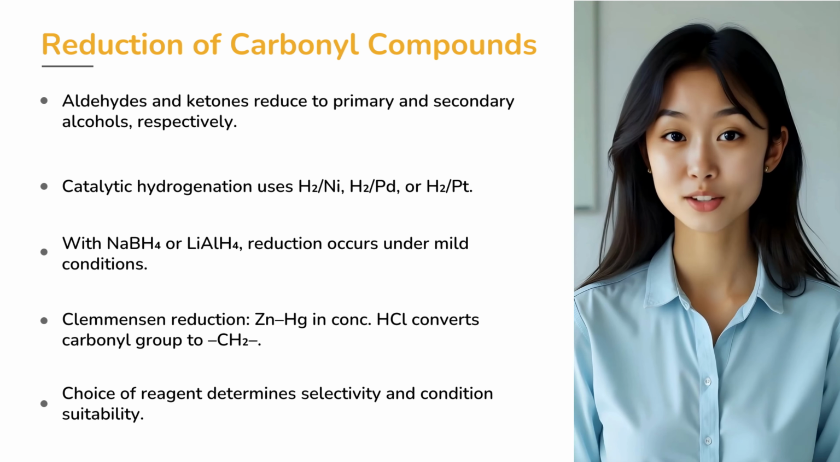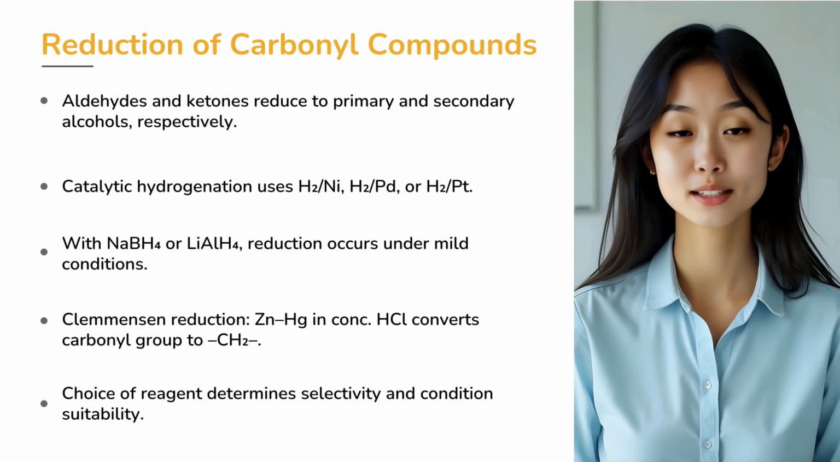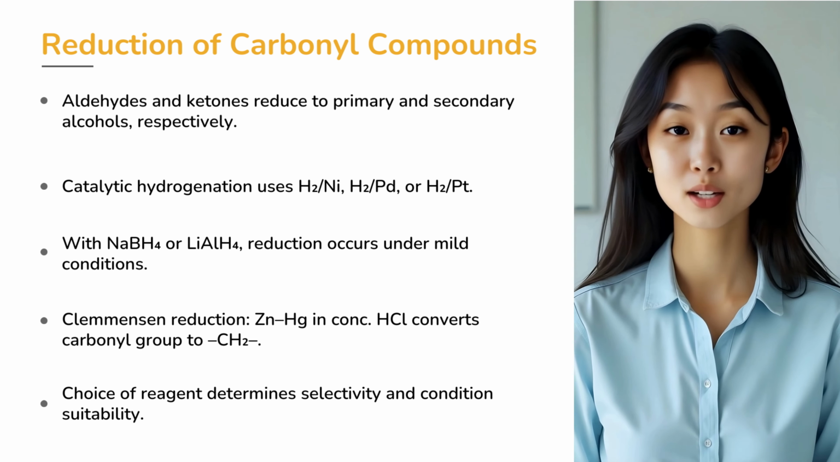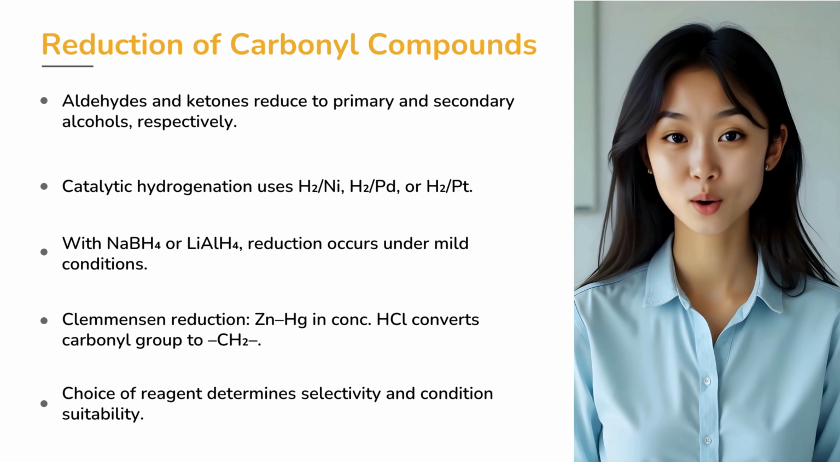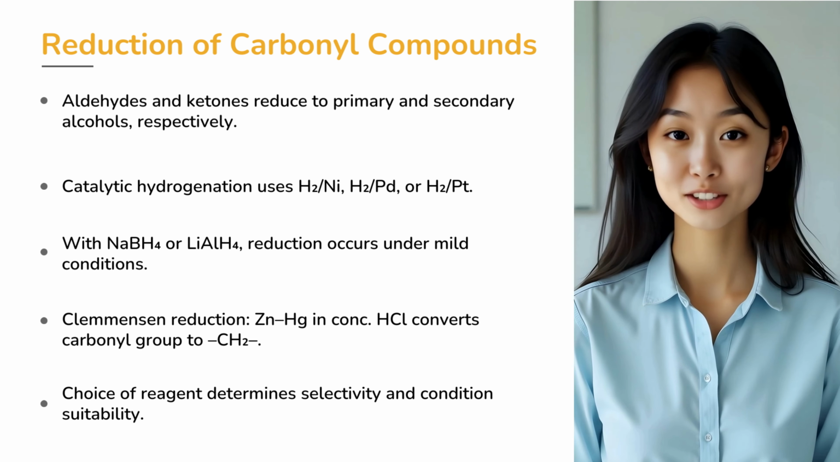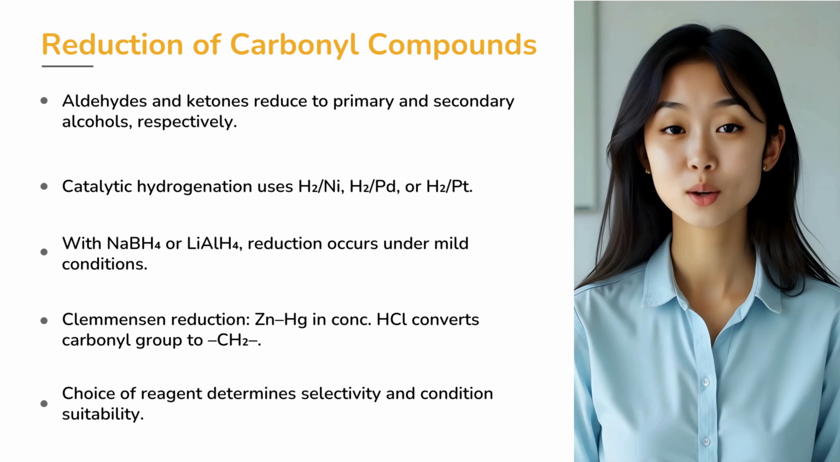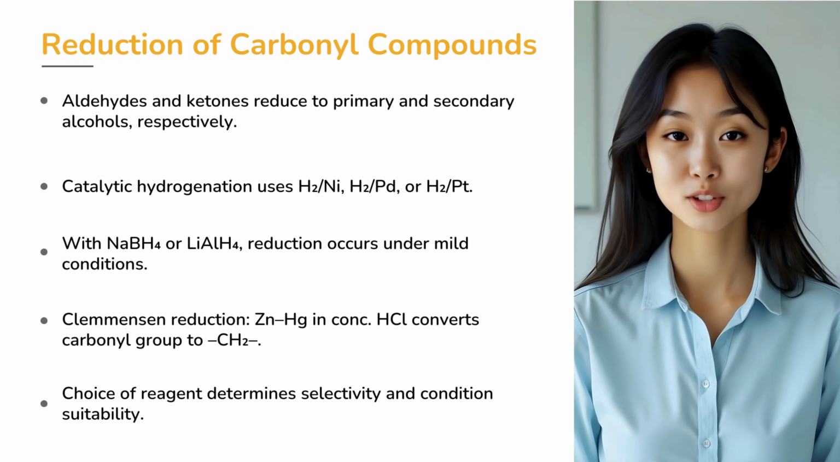Now imagine transforming that sharp-smelling aldehyde into something more mellow, an alcohol. Yes, carbonyl compounds undergo reduction easily. Aldehydes reduce to primary alcohols and ketones to secondary alcohols. For instance, acetaldehyde plus 2 atoms of hydrogen gives ethanol, while acetone plus 2 atoms of hydrogen gives isopropanol.